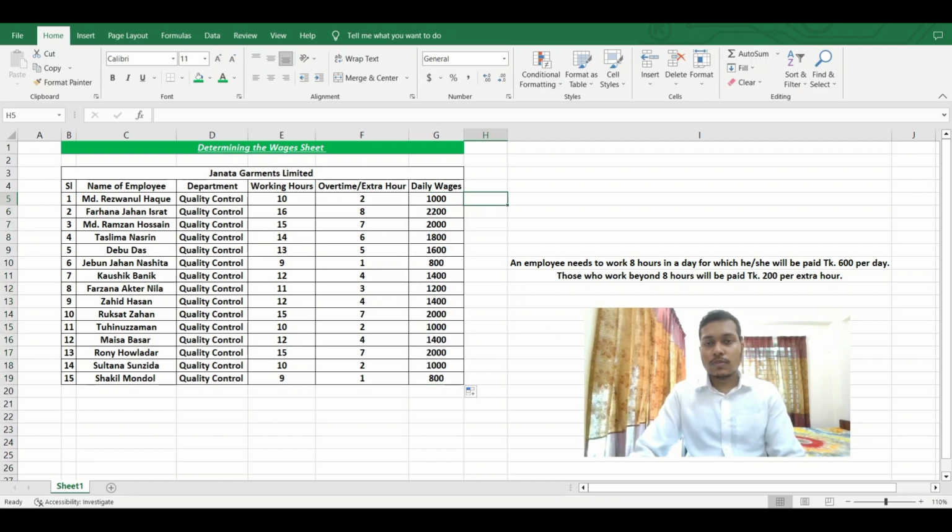So in this way you can compute overtime or extra hour and daily wages.